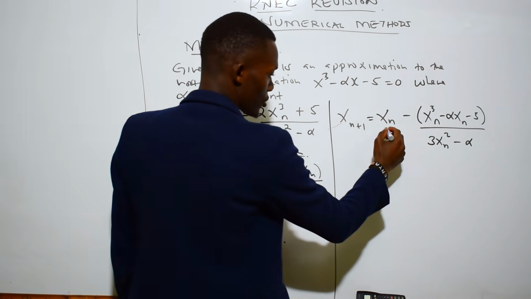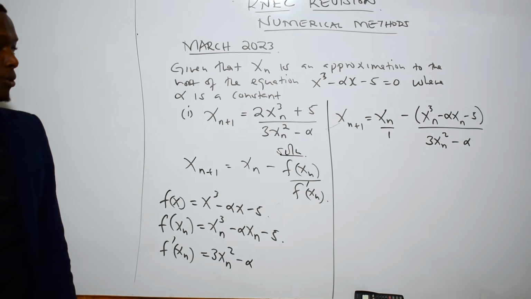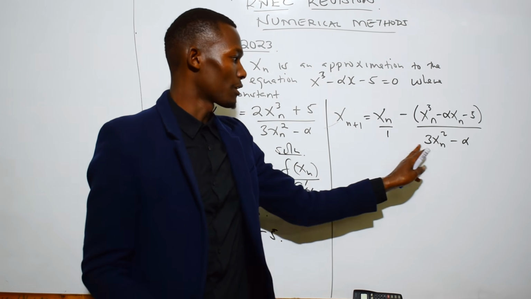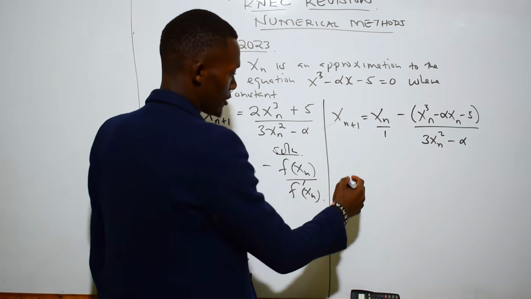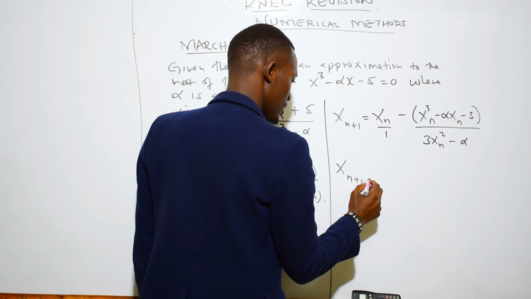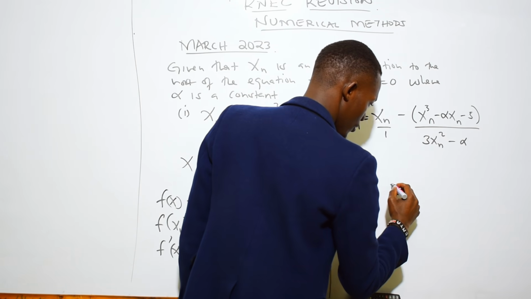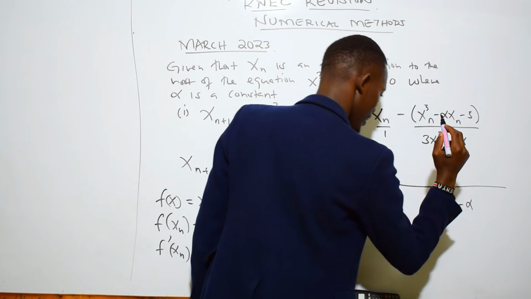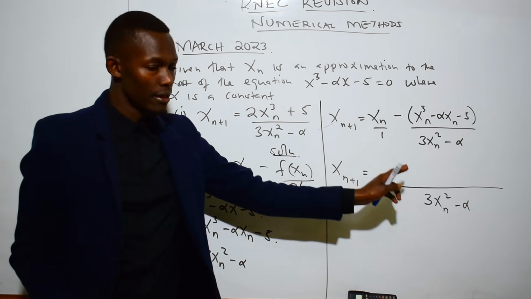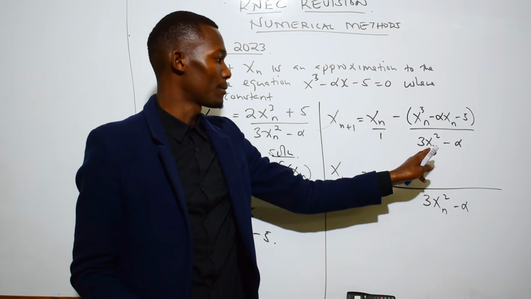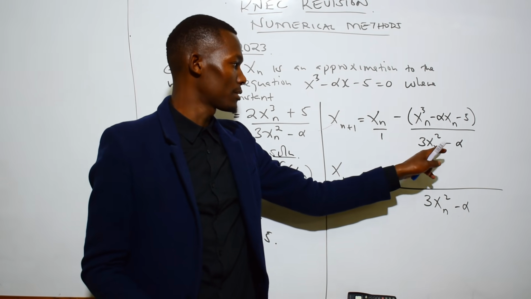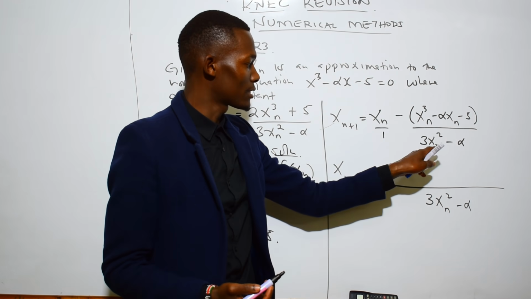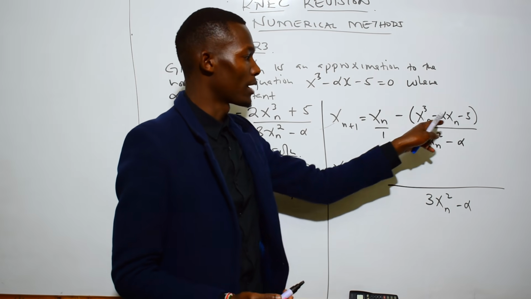Now we can put this as a fraction, so this is the same as xn to the power 1. Finding the LCM of these two terms, 1 and this term here, we find that the LCM is 3 xn squared minus alpha. So our xn plus 1, writing this over the LCM, this multiplies with this and this multiplies with that. We can just make it as simple as that. So multiply the whole of this expression, and multiply 1 with this expression.